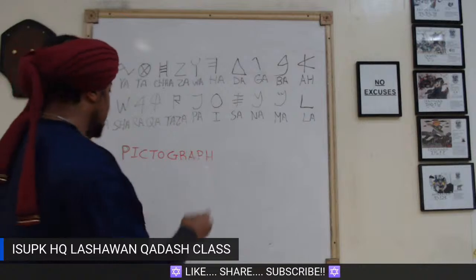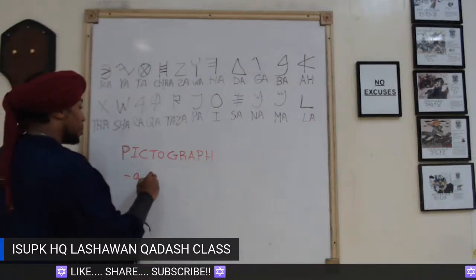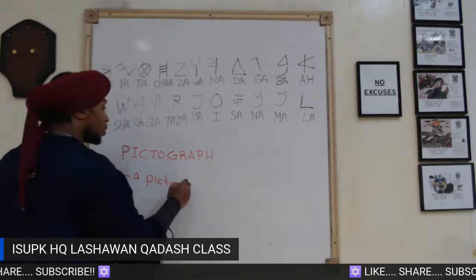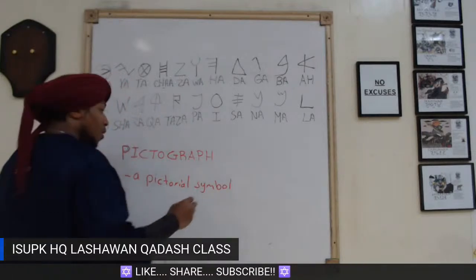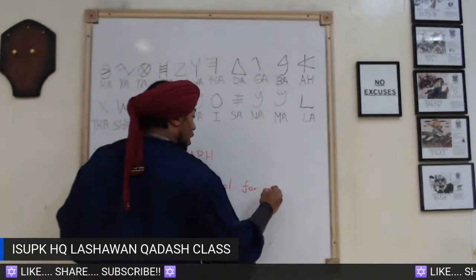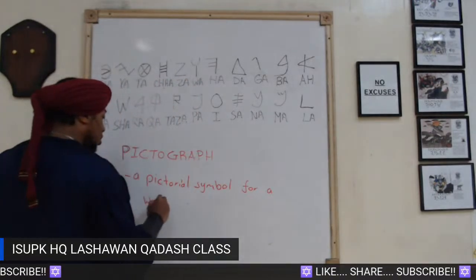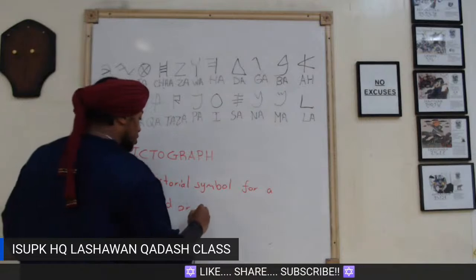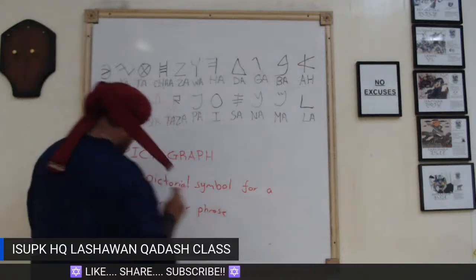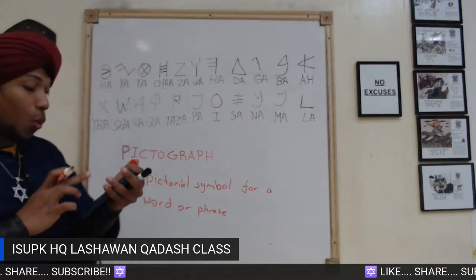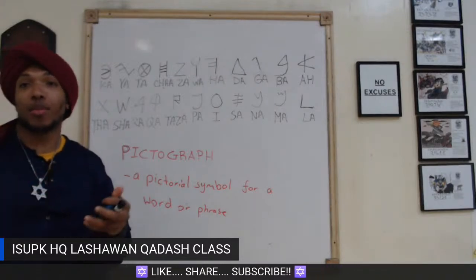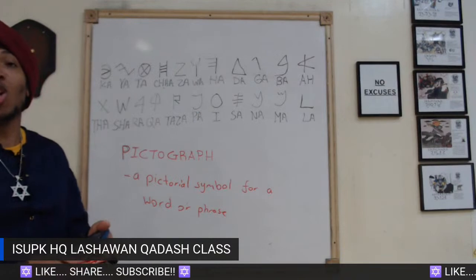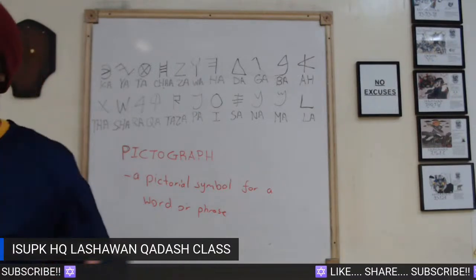Pictograph, definition. Okay. It says here, a pictorial symbol for a word or phrase. All right. Pictographs were used as the earliest known form of writing. Good night. What is Google talking about? They're talking about the Lashawan Qadash, your language. It's right here.